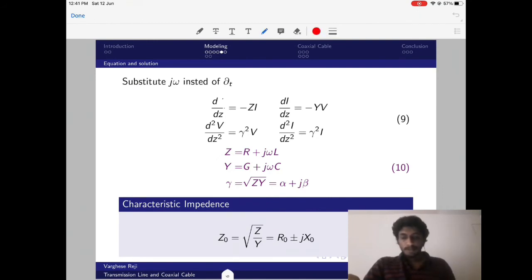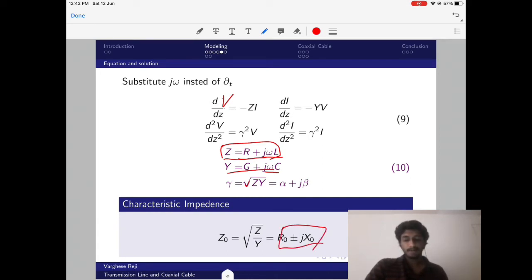Now, in our coupled differential equations, we substitute j omega instead of the time derivative. Then here should be a V. Then we will get the equations like this. Now I introduce this quantity Z, that is R plus j omega L, and Y is G plus j omega C. Now our gamma will be the square root of Z times Y, and that is the same as alpha plus j beta. Now we are introducing the quantity characteristic impedance. This is the square root of the ratio of Z and Y. That can be written like this.